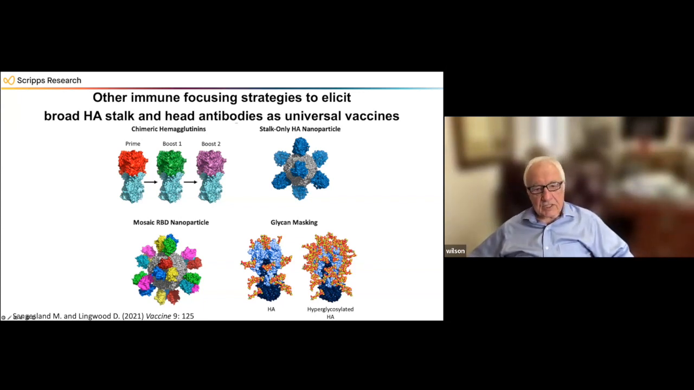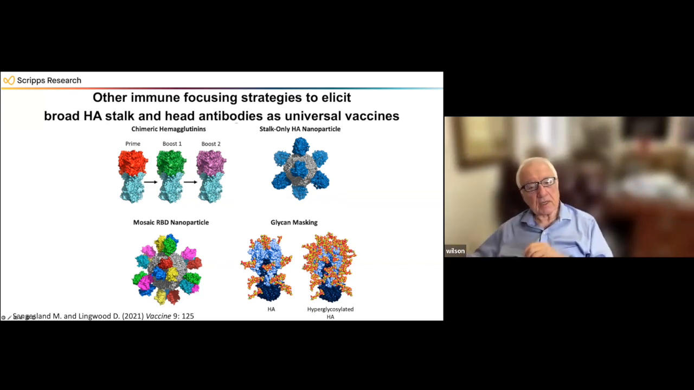Another way you could do it, rather than doing the headless HA, is basically to shield this hypervariable surface by putting more glycans on there. So just basically coat the surface in glycans and prevent antibodies from recognizing it, focusing the immune system down on the bottom part.